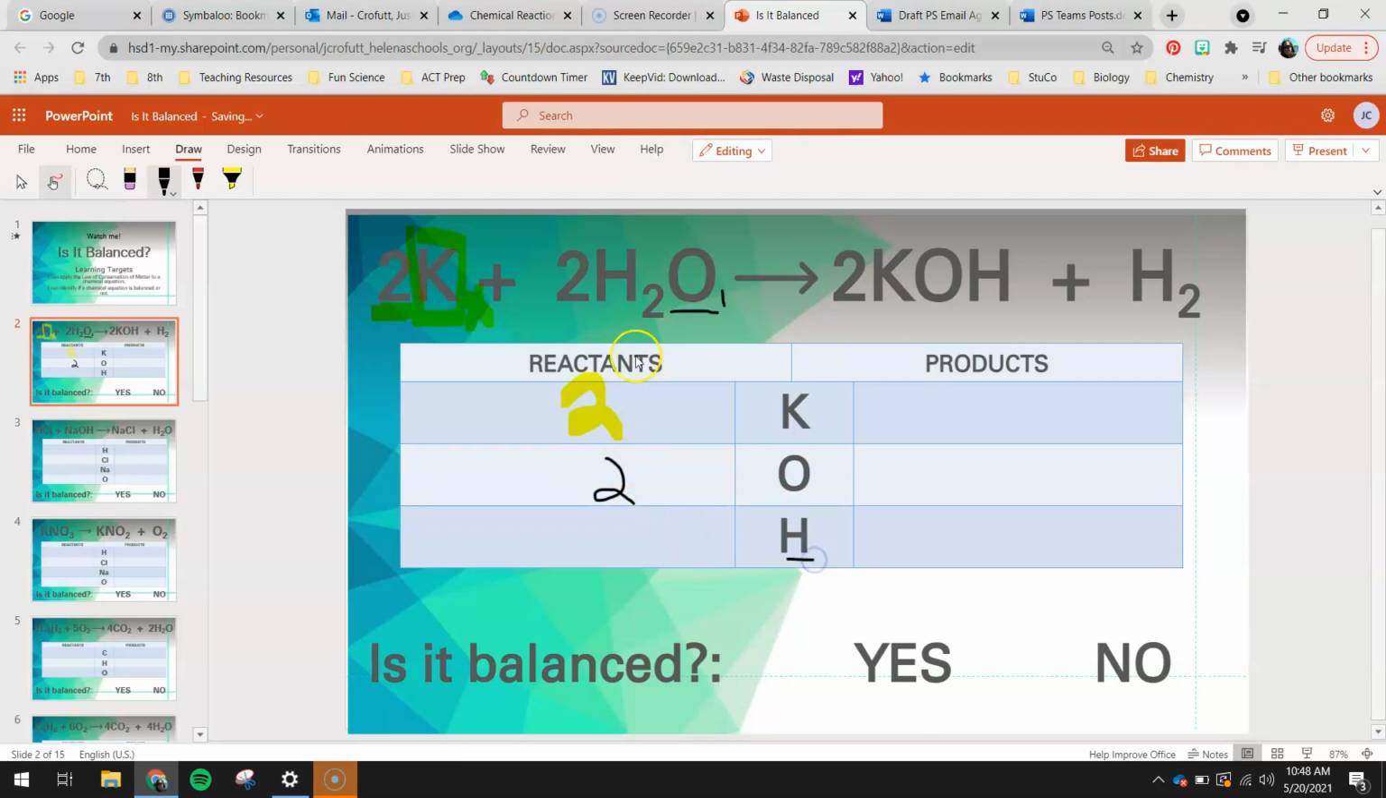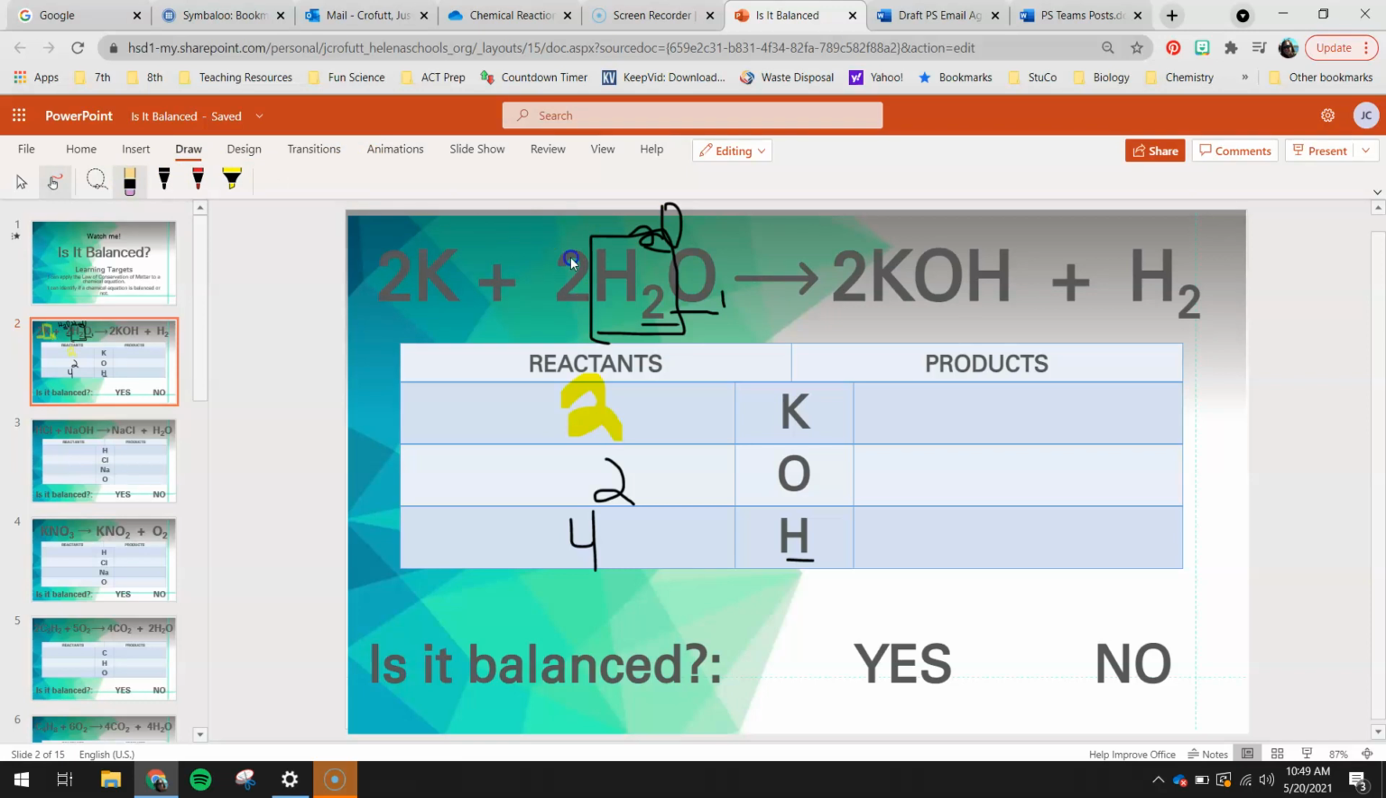Finally, hydrogen for our reactant side. We have hydrogen right here and nowhere else. We have 2 atoms that we find in 1 molecule, but in this case we have 2 molecules, so it would be writing H2O twice. So in this case we have 4 hydrogen atoms, or 2 times 2 is 4. Okay, so that takes care of our reactant side.